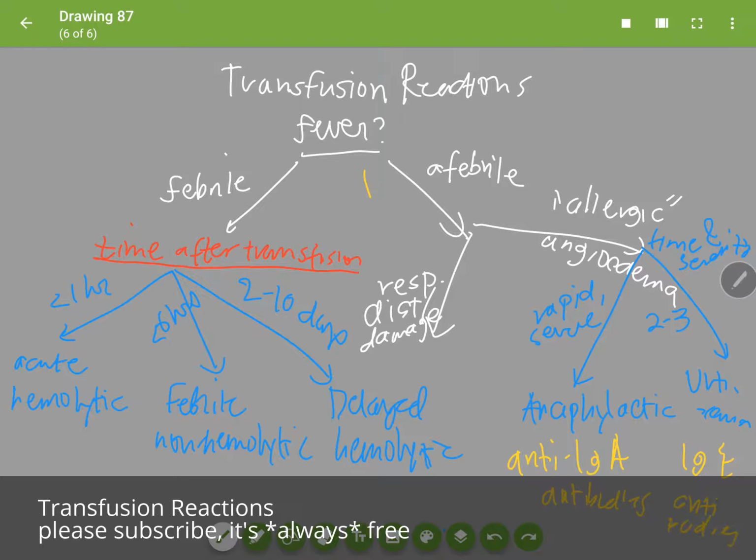And as far as the respiratory distress and damage in an afebrile transfusion reaction, it's going to be something called a transfusion-related acute lung injury. And this happens within 6 hours of the transfusion. And it's caused by donor anti-leukocyte antibodies.